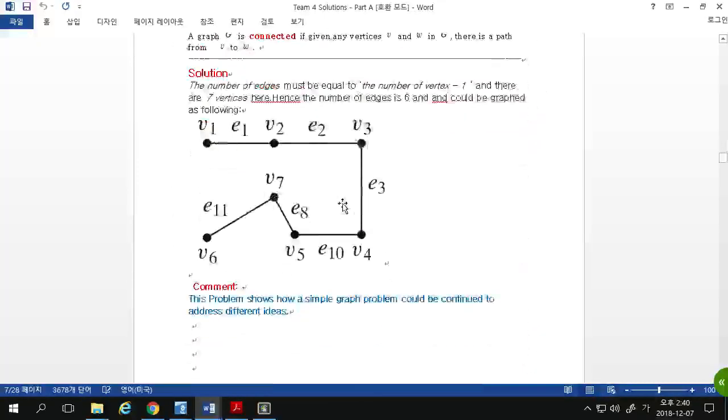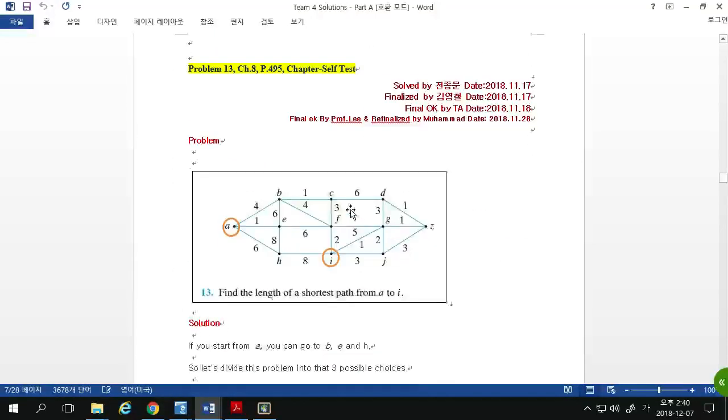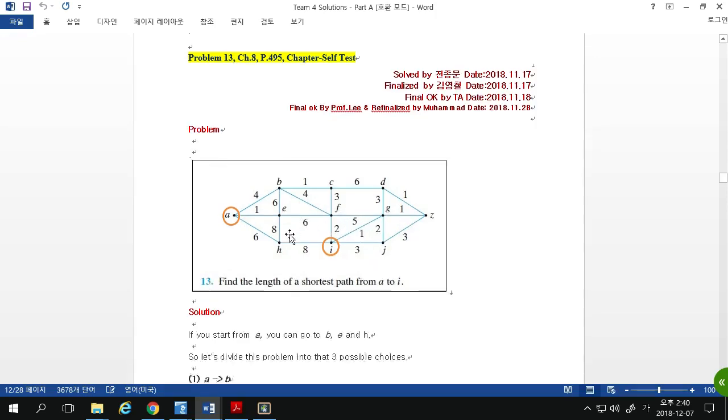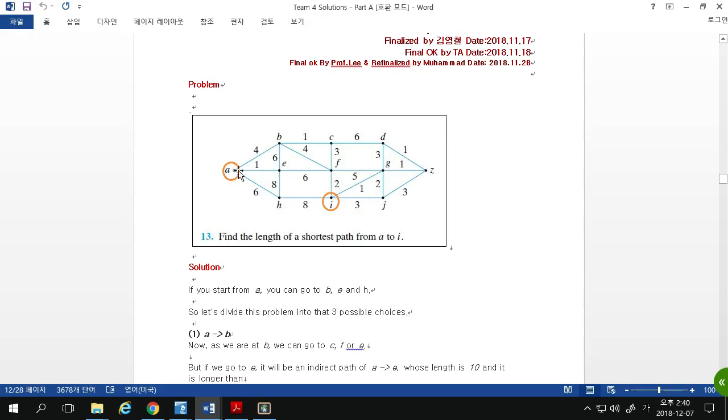And there's just one more question, which is question number 13. In this question, we have to find the shortest path from A to I. Starting from A, we have to use any algorithm. Probably the algorithm used here is Dijkstra's algorithm. So we go from A, and then we have three different options: either we go to B, to E, or to H.